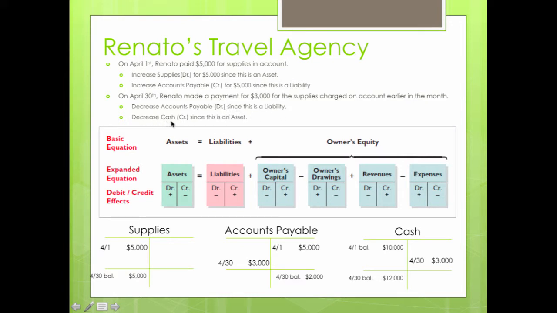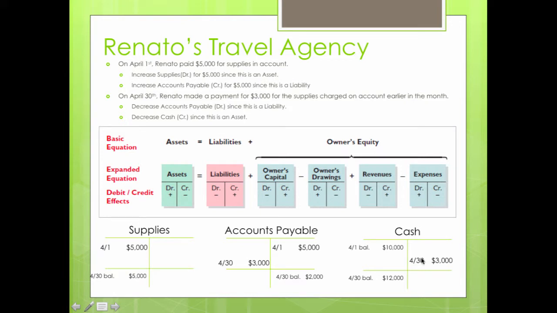Now, we also have to decrease our cash account because we're taking money out of our cash account in order to pay this credit card statement. And you know that cash is an asset. So if you look at the asset side and you know you have to decrease the account, then that tells us you have to do a credit under the cash account.